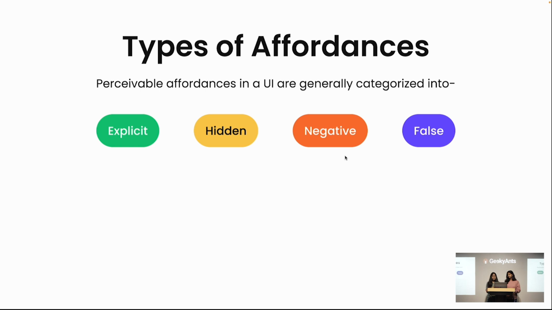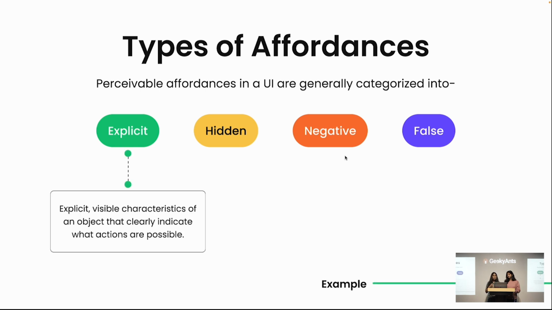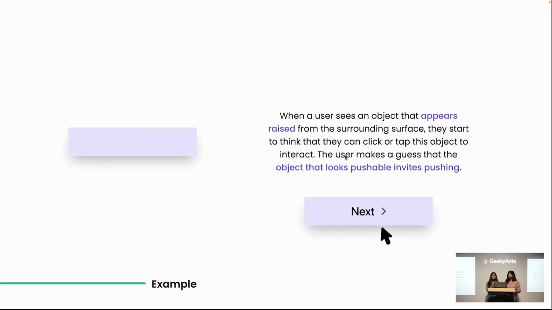So, explicit affordances are visible characteristics of an object that clearly indicate what actions are possible. In the example of the MacBook Pro, it was also an explicit affordance because the characteristics of that laptop give that possible action idea to the users. But that's definitely not 100% accurate. The user guessed that, okay, I think it could open like a clamshell if we put a gentle push to that dent, right? Another example could be a rectangle which appears to be raised.